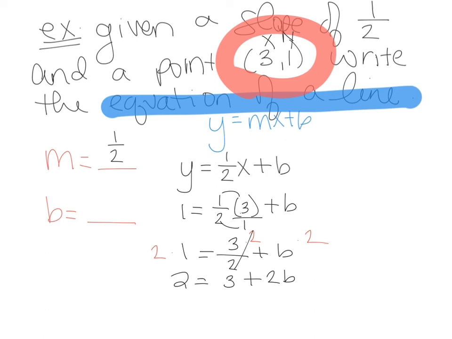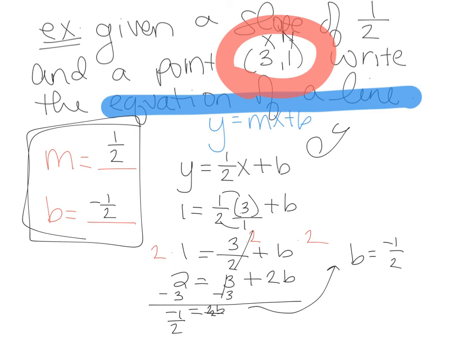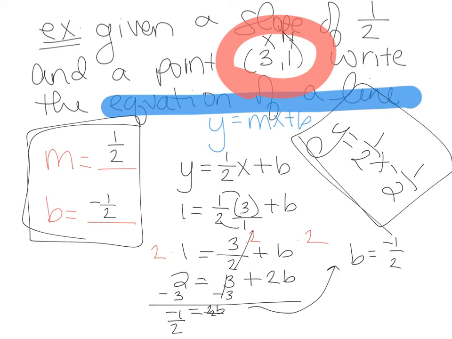So now I'm going to solve. What am I going to do first? Subtract 3 on both sides. I get -1 equals 2b. And then I divide by 2. So if I come over here, b equals -1/2. Fill it in on my table over there. So I found m, I found b, I'm done. But wait, I've got to write my equation. Y equals 1/2 x minus 1/2. And I'm done.